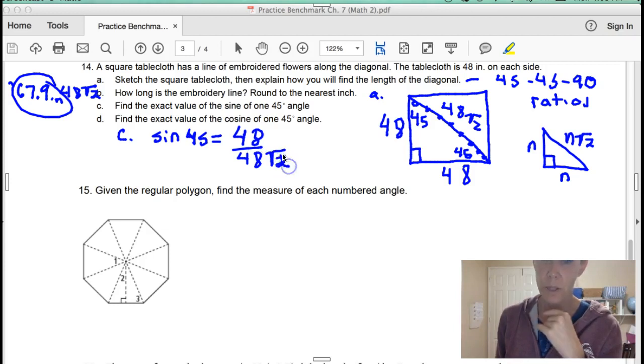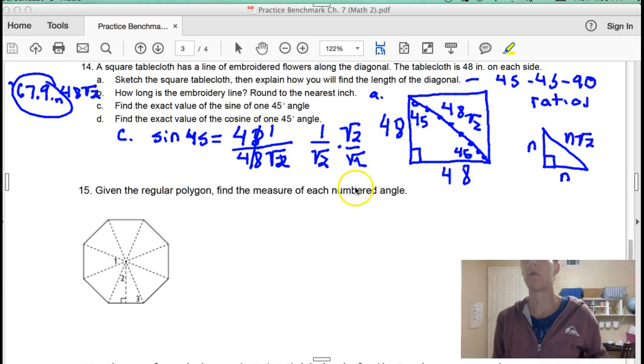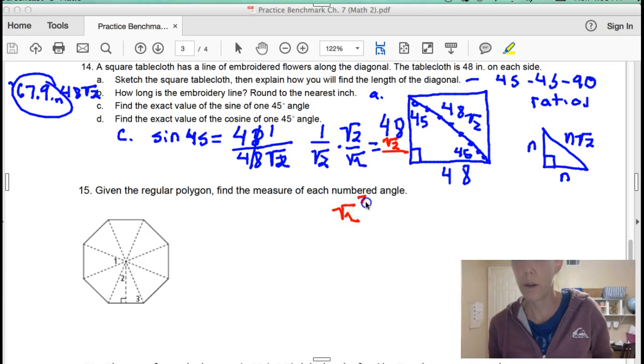Now, I don't like radicals in the denominator. And I know 48 divided by 48 gives me 1. So I'm going to be left with 1 over root 2. And since I don't like radicals in the denominator, I'm going to multiply top and bottom by radical 2. And when I do that, it's like multiplying by 1, like we talked about before. On the top I'm left with radical 2. And on the bottom, I'm left with radical 2 times radical 2. Well, that's radical 2 squared. And the square and the square root cancel, and I'm just left with 2. So this would be radical 2 over 2.